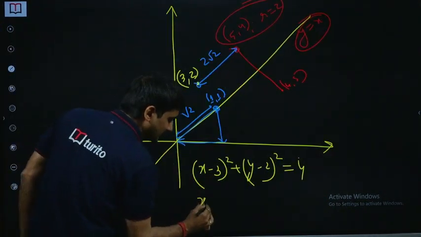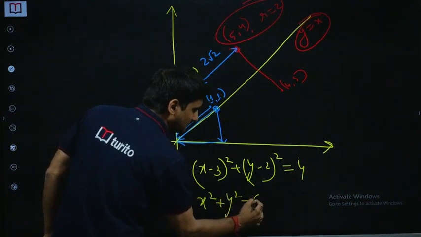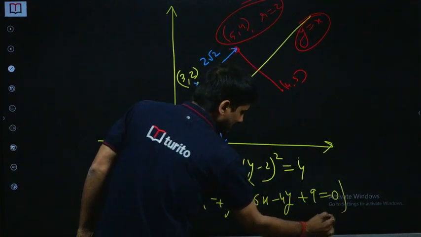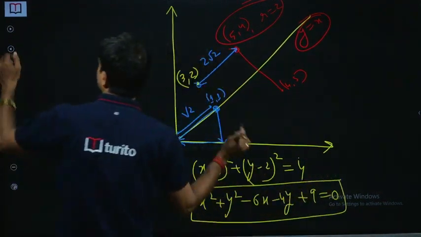Now the equation of the radical axis of the given circle and the new circle is, let's first write it. So x square plus y square minus 6x minus 4y plus 9 equal to 0. So that's the equation. Now what is radical axis?